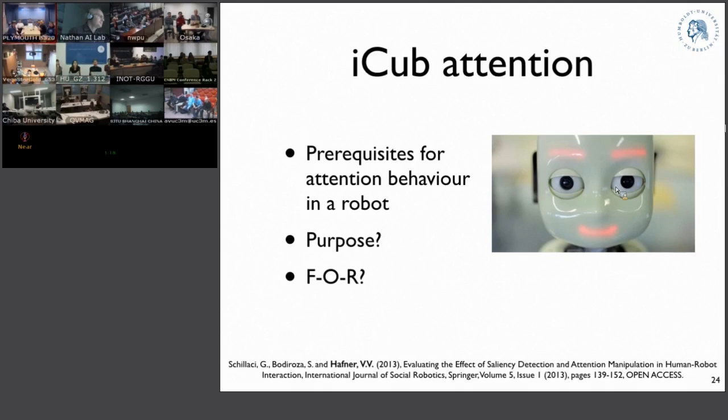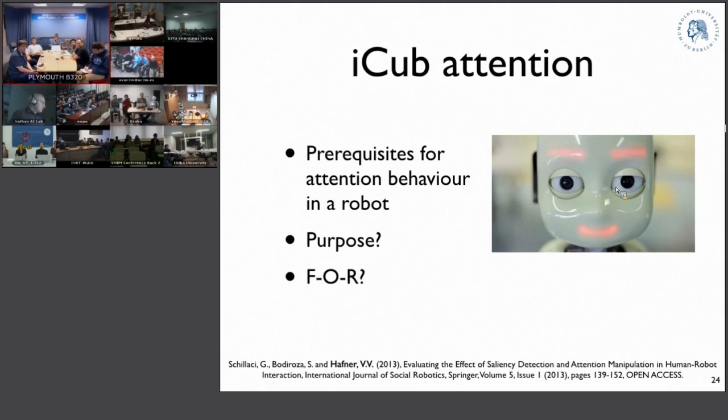Prerequisites for attention behavior in robots: motion tracking, perhaps some simple form of facial recognition. It needs to be able to pay attention to the same person at least for a little bit. Purpose: imitation learning, as you mentioned earlier, also social interaction. We've had examples before of simple robots that just nod along to someone and it develops a social bond. And for the frame of reference, it's an example of where you can get a lot of simple behaviors working together to perform a complex task. Okay, thank you.